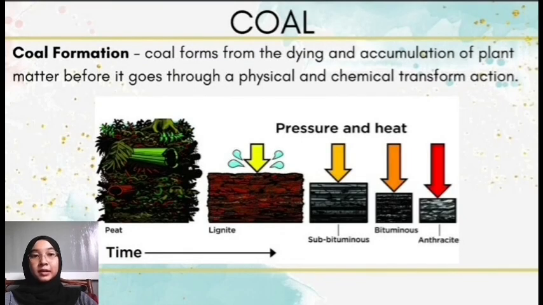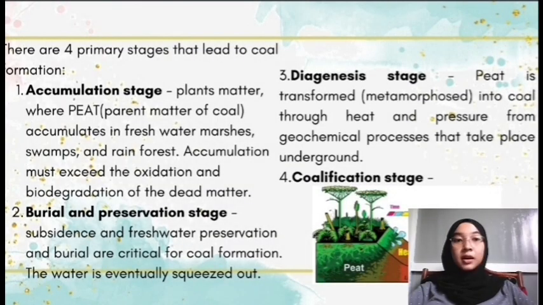For coal formation, coal forms from the dying and accumulation of plant matter before it goes through a physical and chemical transformation. There are four primary stages that lead to coal formation. First, the accumulation stage, where plant matter, as peat, accumulates in freshwater marshes, swamps, and rainforests. Accumulation must exceed the oxidation and biodegradation of the dead matter.